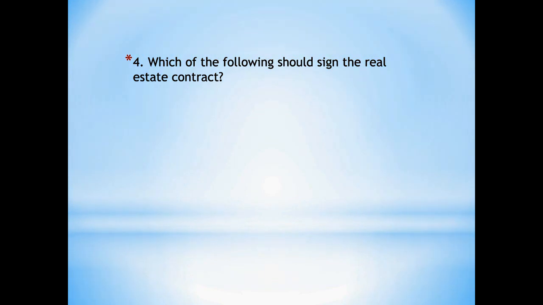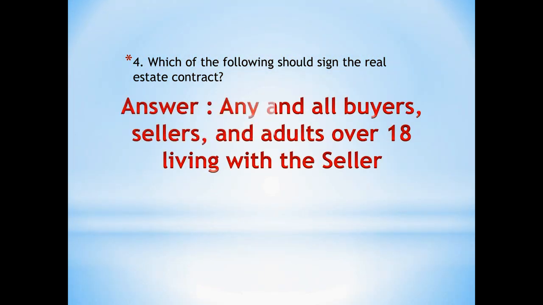So next, which of the following should sign a real estate contract? Number 1, buyers and the sellers and the real estate agents. Number 2, witnesses. Number 3, any and all buyers, sellers, and adults over 18 living with the seller. And then number 4, all of the above. The answer is number 3.